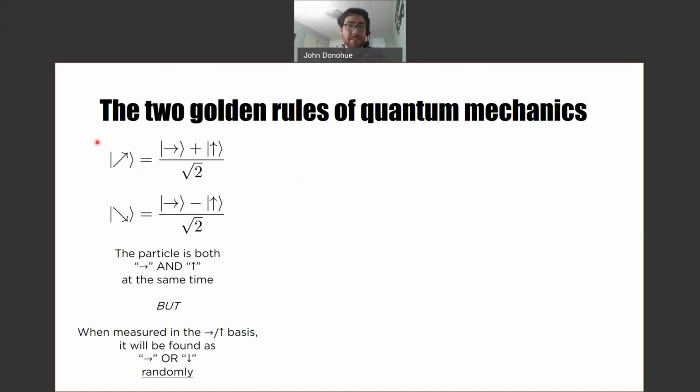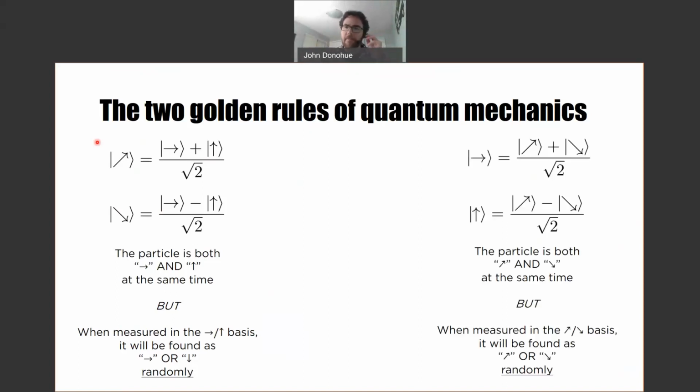It's in a superposition of both. It has a component of each. But when I ask it the question, are you one or the other? It's not going to tell me both. It's going to tell me I am horizontal or I am vertical randomly. But this works both ways. I can invert this just as well. So if I have a horizontally polarized photon, it can also be thought of as a superposition of diagonal and antidiagonal. Same with vertical. In this sense, the horizontal photon is both diagonal and antidiagonal at the same time. But when I measure it in the diagonal-antidiagonal basis, it's going to be found as one or the other randomly.